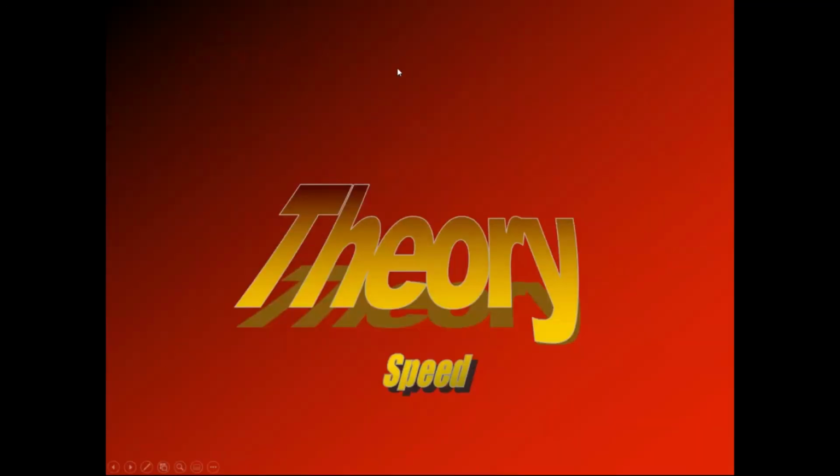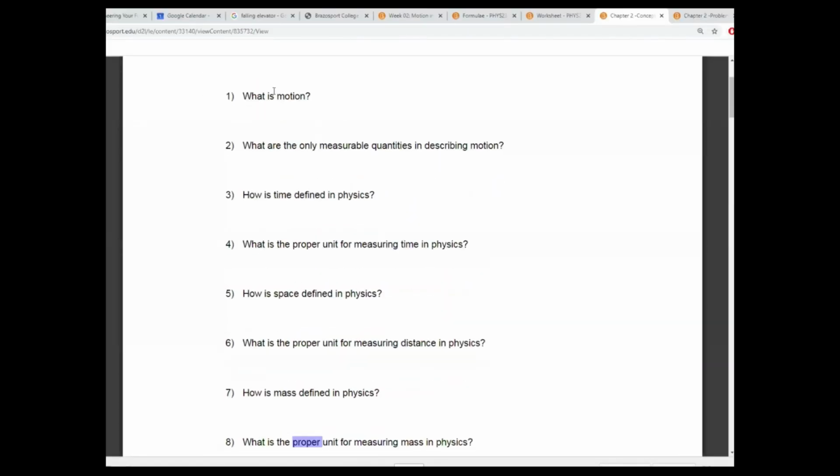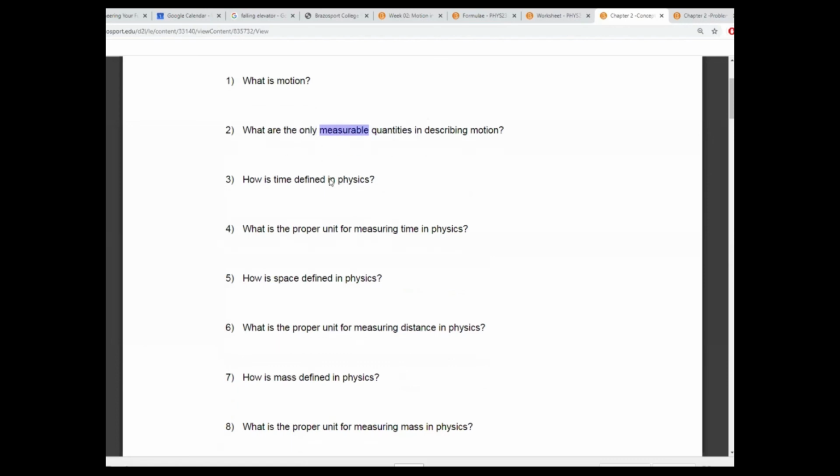All right, so let's get back to the review material. Let's fill in the gaps. I'll go over what we already know real fast, and then I'm going to ask you guys to fill in the gaps. So motion is a displacement of mass in space and in time, right? And so mass, space, and time are the only measurable quantities.